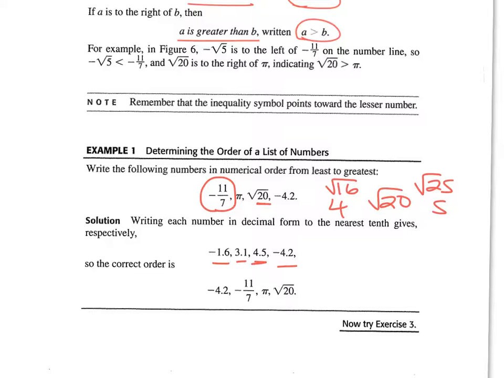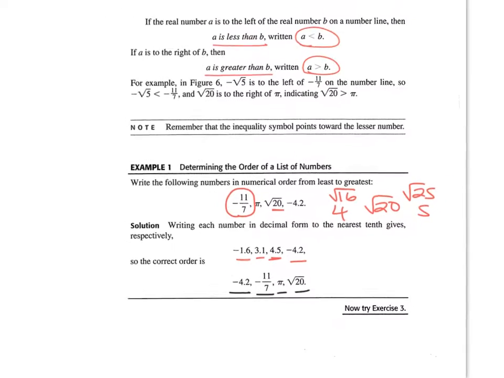So then when you rearrange them, the larger the number that has the negative in front, the smaller it is. So -4.2, -11/7, pi, and square root 20.